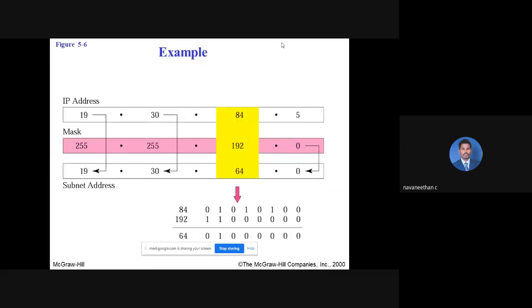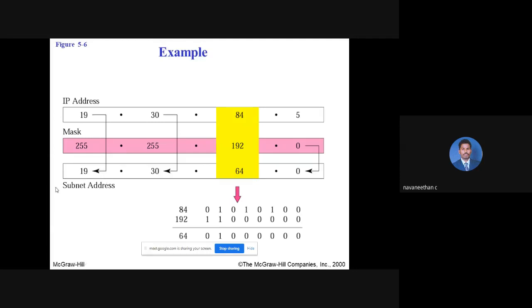I have given an IP address 19.30.84.5. And I have given this one, not a default mask. If it is a default mask, we perform it according to the class. Here I have given the mask address as 255.255.192.0. Very simple, students. So what is our objective? How to calculate the subnet address?